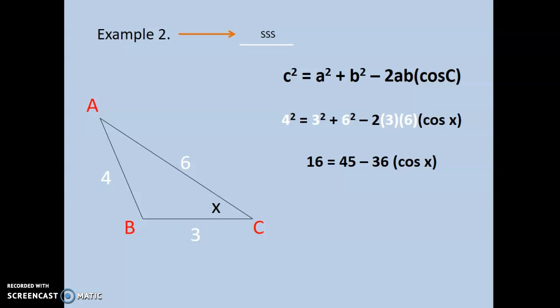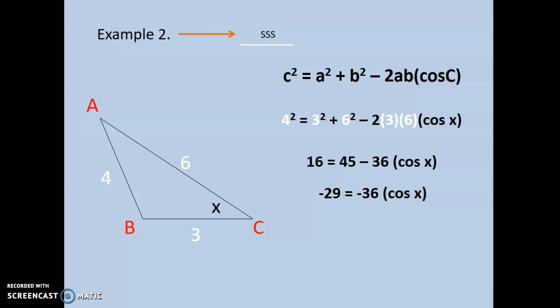Right? Now the problem is many students will take the 45 minus 36 and get an answer. But that would be wrong. You're not allowed to do that. And the reason is that negative 36 is being multiplied by the cosine of x. So you can't add something when it's still being multiplied. So in fact, what you're going to do is subtract the 45 to the other side and the 16, which gives you negative 29. And then you still have negative 36 times the cosine of x on the right-hand side of the equal sign. You divide both sides by negative 36.